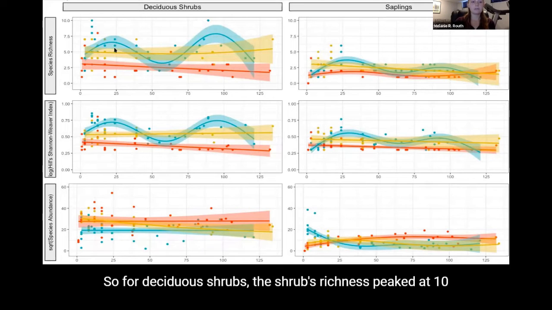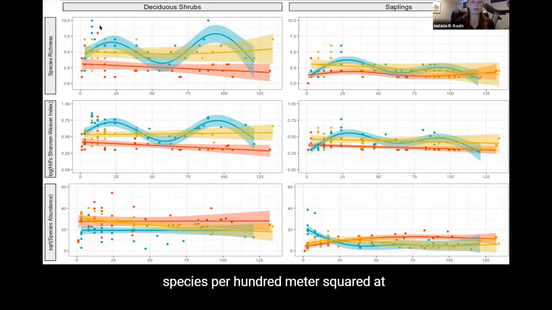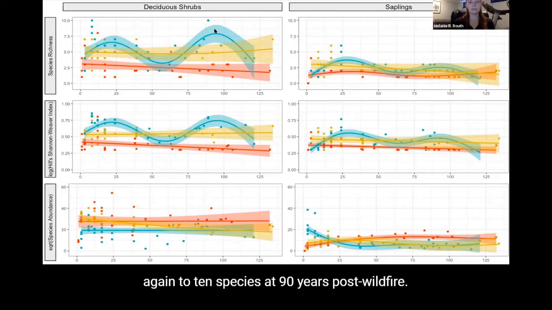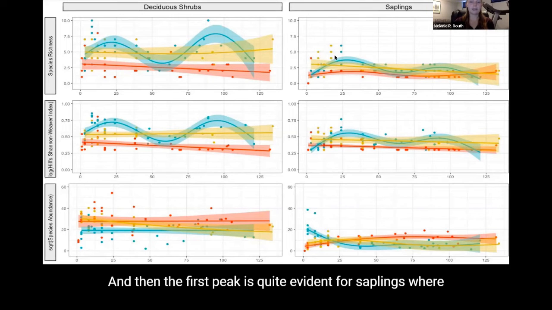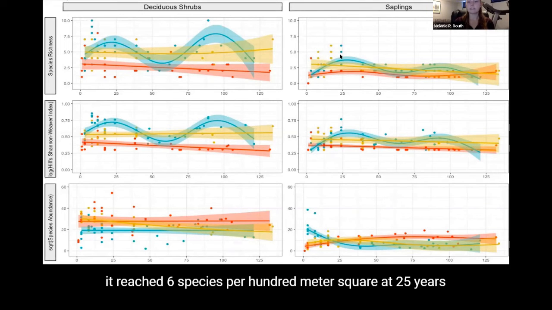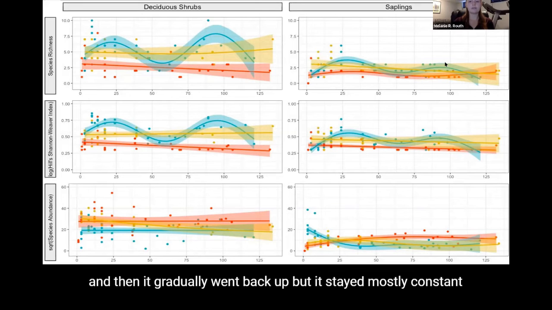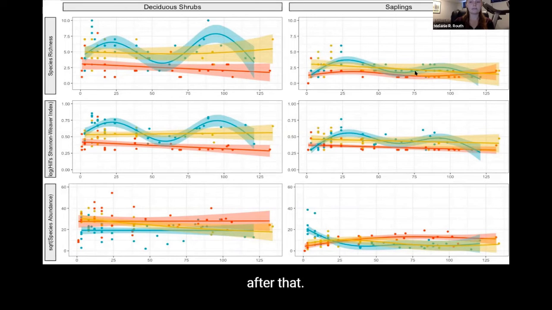So for deciduous shrubs, shrub richness peaked at 10 species per 100 meters square at about 10 years post-wildfire. Then it decreased to about 3 species at 60 years post-wildfire, and then it increased back again to 10 species at 90 years post-wildfire. The first peak is quite evident for saplings, where it reached 6 species per 100 meters square at 25 years post-wildfire. It also decreased to 2 species at 60 years post-wildfire, and then it gradually went back up, but it stayed mostly constant after that.